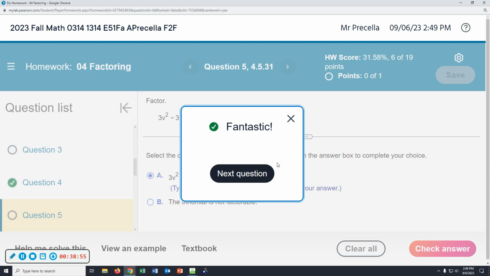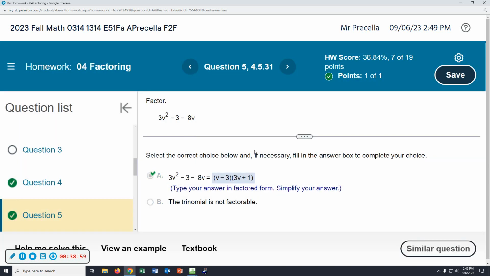Any questions there? You'll notice that option B keeps popping up. It'll say either the trinomial is not factorable. Imagine if instead of 8 right here, the number was 3v squared minus 1,000,000 v minus 3. Is there any way you're going to get 1,000,000 from the outer and inner? Of course not. So it's not always possible to factor these things.